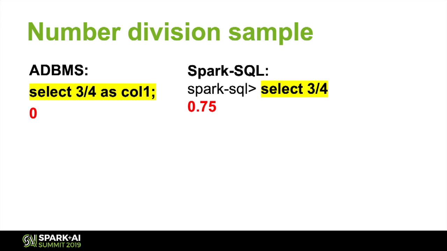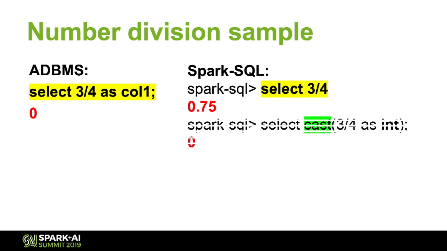Here is the number division sample. And we can see that 3 divided by 4 returns 0 on ADBMS, and on Spark, it returns 0.75. So in this case, we have to add an explicit cast like this to get the same result as ADBMS.